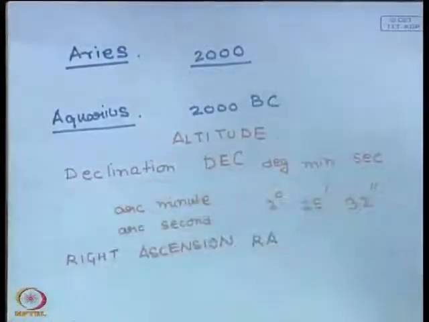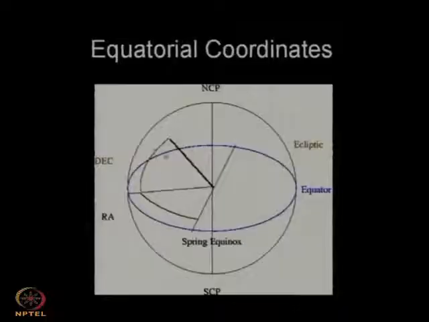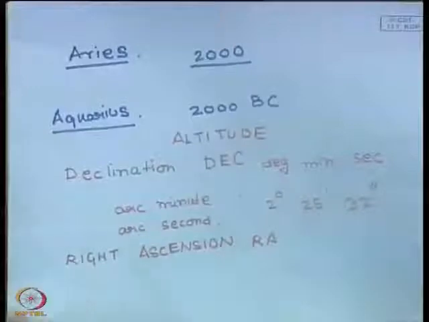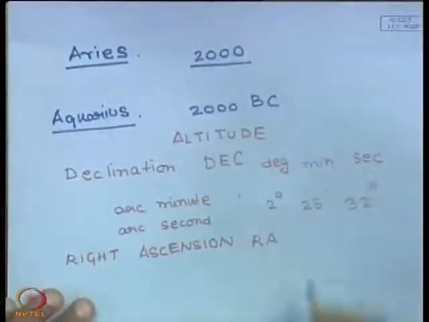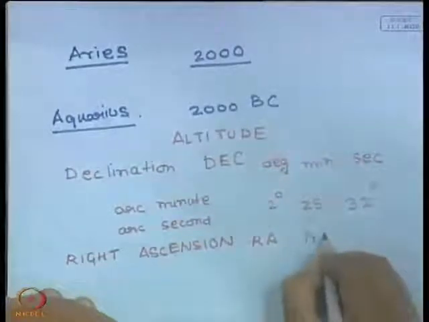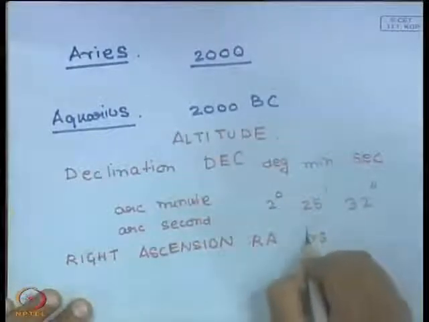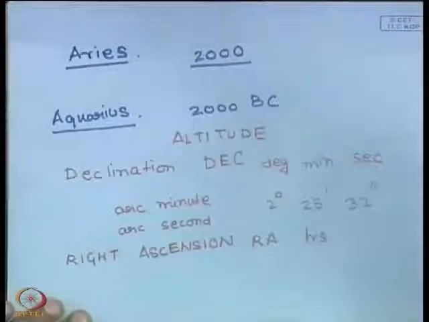Okay. So the declination here is this angle, and the RA is this angle in the equatorial plane. So if you give the RA and dec, you have identified this point. Okay. And the right ascension is measured in a slightly different unit. It is measured in hours. So the whole equatorial plane is divided into 24 hours.